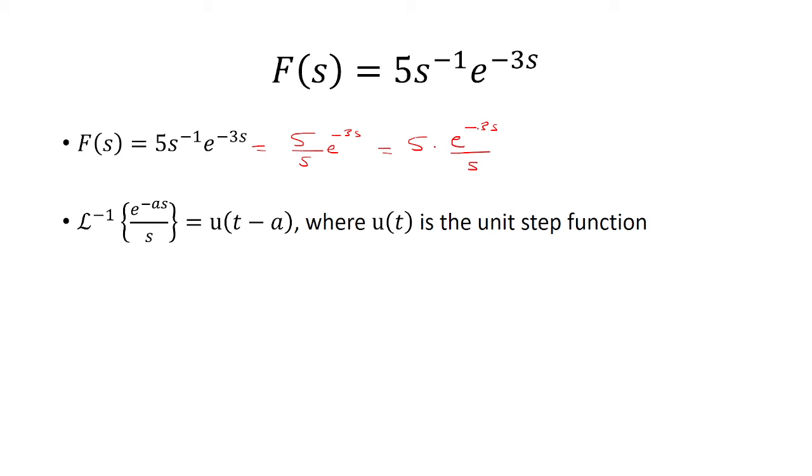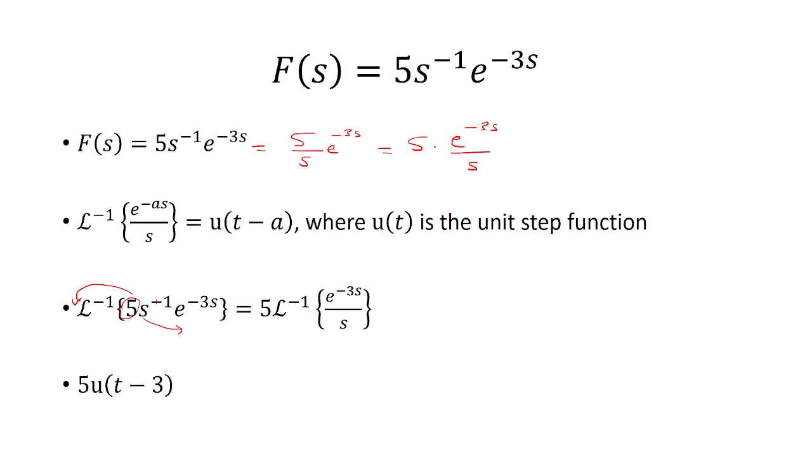So that means this part is of the form e to the negative as over s. And if I find the inverse Laplace transform, that's just u of t minus a, where u of t is the unit step function. But I had 5 s to the negative 1 power times e to the negative 3s power. So this 5 will come out in front, and the s will go in the denominator as a positive exponent 1. And so now I could just replace a with 3. So this will be 5 times u of t minus 3.